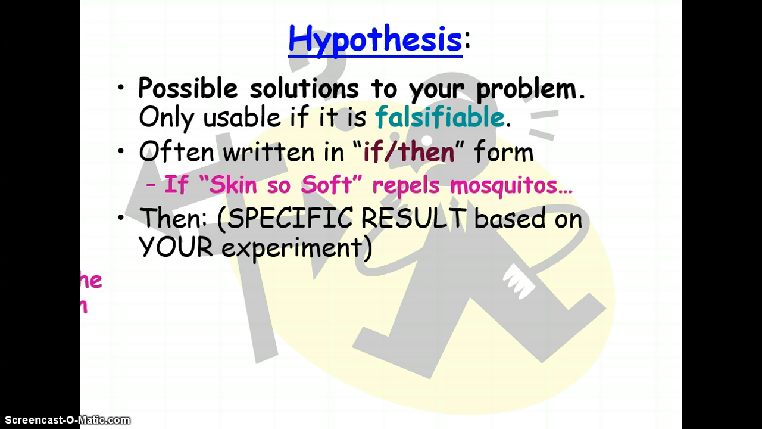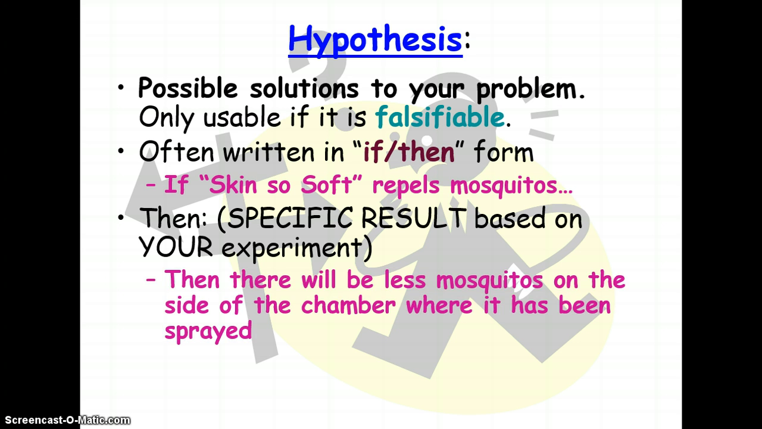So for example, I had suggested an experiment where we're going to put a chamber, and one side we're going to spray with Skin So Soft, and the other side we won't spray, and then we'll just count mosquitoes after a certain period of time. And if Skin So Soft does indeed repel mosquitoes, then what we should find is that there'll be less mosquitoes on that side of the chamber.